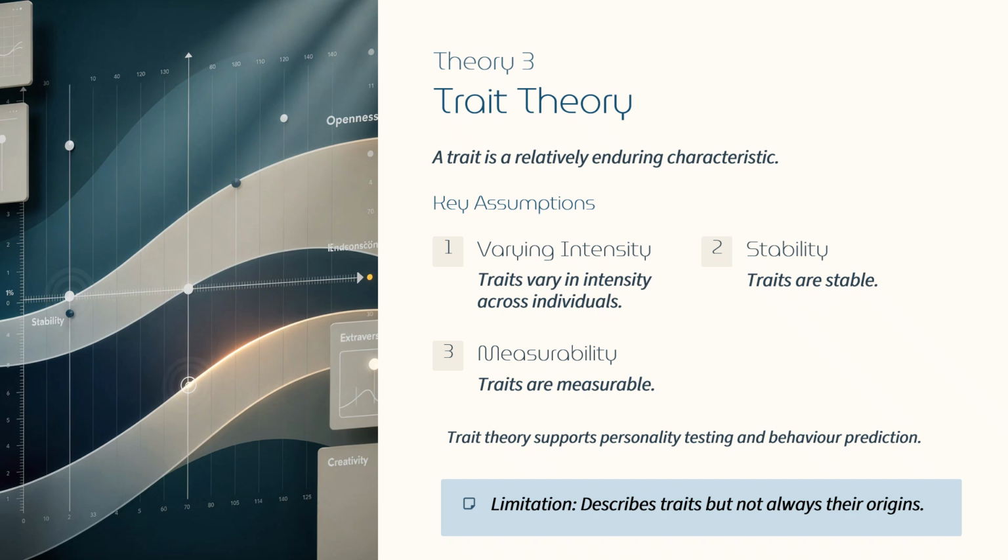Traits are relatively stable and have a universal effect on behavior. Traits can be measured through behavioral indicators and tests. Trait theory is quantitative. It uses personality tests to find correlations between specific traits and job performance. While it is very descriptive and helps us categorize people, some critics argue it is not analytical enough. It tells us what a person is but not necessarily why they are that way.